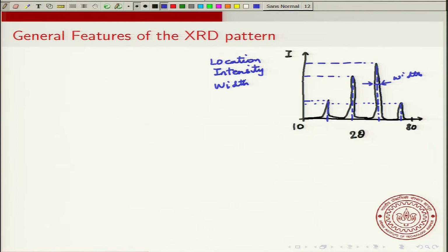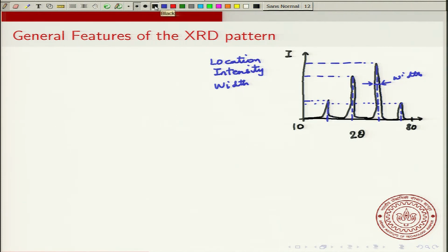Now we will be analyzing a lot about the location of the peaks. The very fact that it is a peak means that the intensity is high, but then there are also the relative intensities of the different peaks, and these are generally slightly harder to analyze, but we will analyze that also, and the width we will not be talking much about.